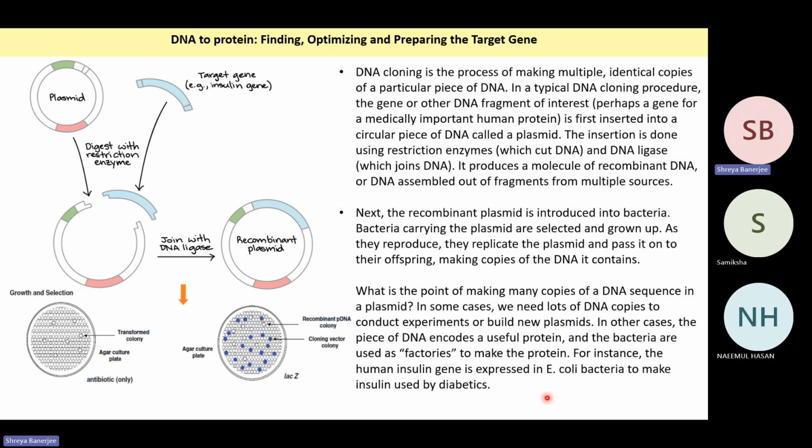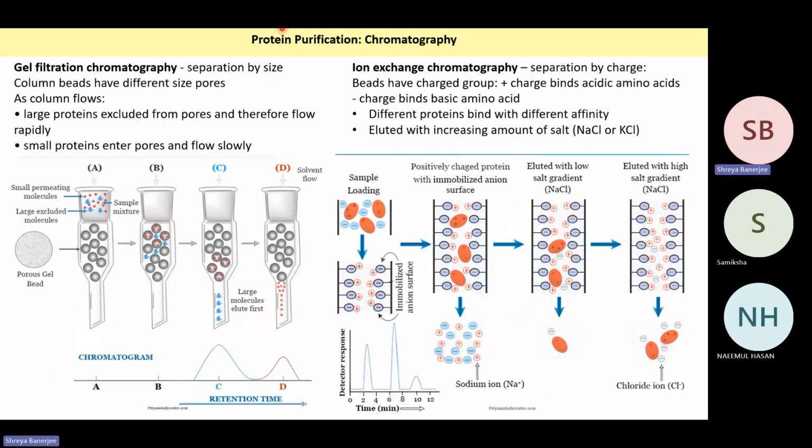Why this DNA cloning is done is because sometimes in some experiments, a lot of copies of DNA are required, so it is easy to copy the DNA using this recombinant DNA technique or DNA cloning. So the bacteria, or E. coli, are used as factories in order to replicate this DNA. So now we'll discuss some techniques of protein purification.